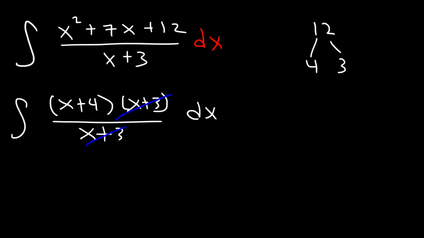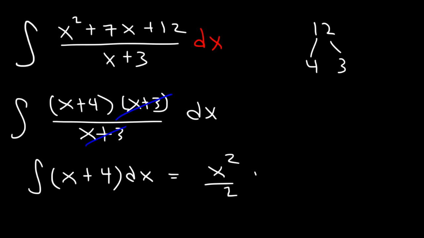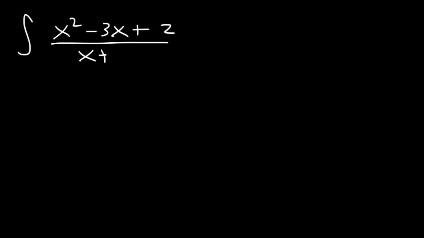So all we need to do is find the antiderivative of x plus 4. The antiderivative of x is x squared over 2, and for 4, it's 4x, and then plus c. So that's it for that example. Now what about this one? x squared minus 3x plus 2 over x plus 1. How can we integrate this function?